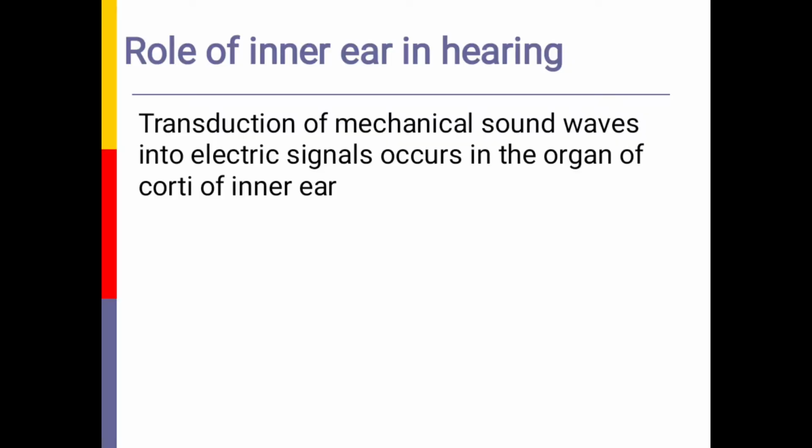What is the role of the inner ear in hearing? In my previous video, I had discussed how sound waves are able to enter the internal ear after the impedance matching mechanism performed by the middle ear. Now the transduction of mechanical sound waves into electrical signals occurs in the organ of Corti of the cochlea, which are transmitted to the brain for perception.